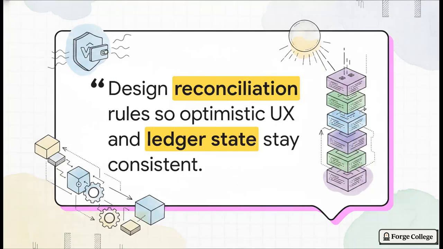So, this brings us to a golden rule you should basically live by. Design reconciliation and checkpoint rules in the coordination tier so optimistic UX and immutable ledger state stay consistent. Keep that in mind. Summarizing this core principle is absolutely crucial, because wrapping your head around this foundation perfectly prepares you for our next module, which is going to dive deep into blockchain interactions.